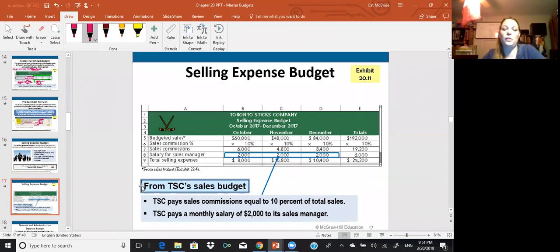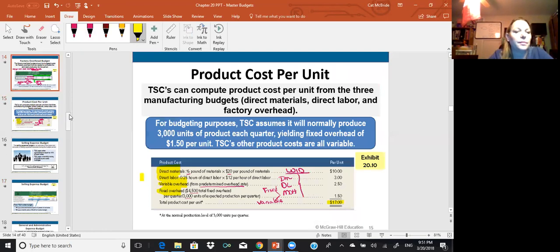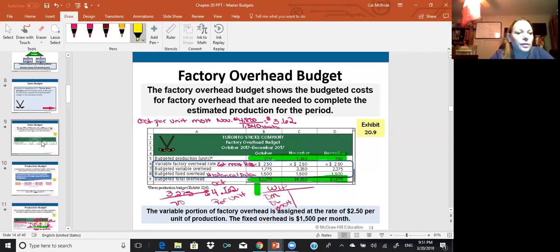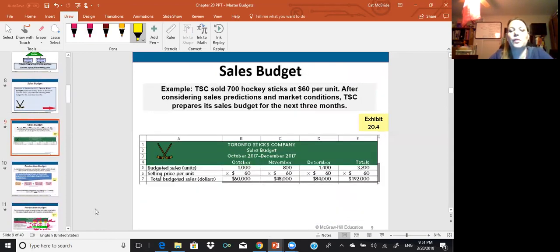So we're taking our budgeted sales each month. Where did our budgeted sales come from? We're always looking back. Where did this number come from? So our budgeted sales, 60, 48, 84, came from our sales budget.